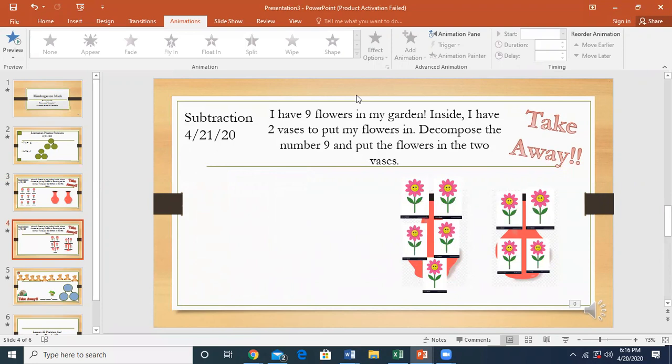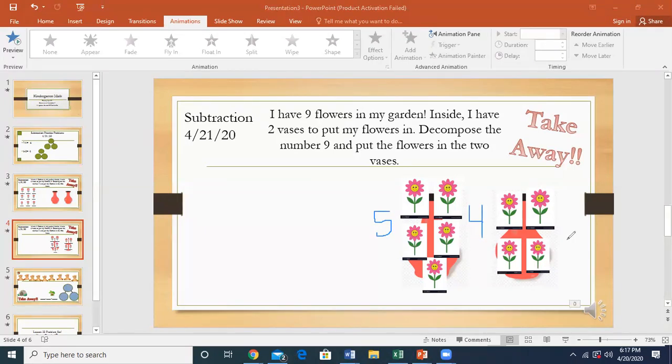So in my first vase, count with me how many flowers I put in my first vase. Ready? 1, 2, 3, 4, 5. So I put 5 flowers in vase number 1. Count with me how many flowers I put in vase number 2. 1, 2, 3, 4 flowers in vase number 2. Give me a woo woo if you had what I had on the screen. Did you have 5 flowers in vase number 1 and 4 flowers in vase number 2?